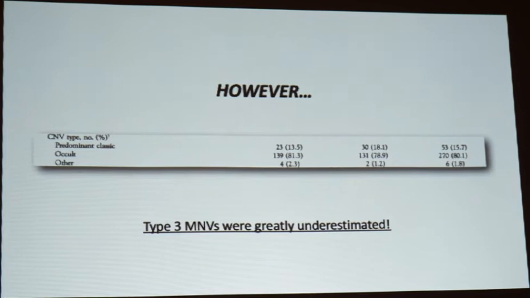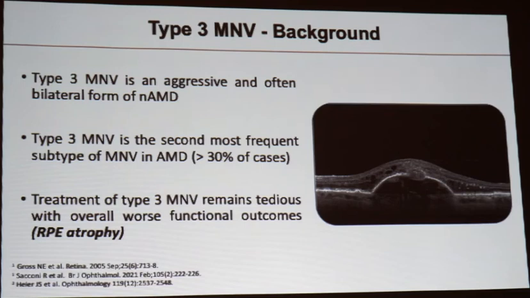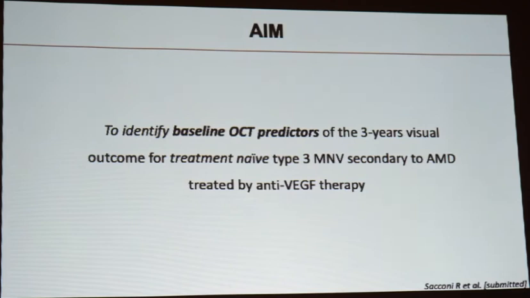The great problem of this study is that type 3 macular neovascularization was greatly underestimated. Usually in clinical trials there is no distinction between type 1, 2 and 3 macular neovascularization, and when there is a distinction of type 3, the rate of incidence is not real, only 2% of cases. We have seen before that type 3 macular neovascularization characterizes about 30% of cases. So for this reason, we performed another study in order to understand the different predictors of final visual outcome in patients affected by type 3 macular neovascularization treated by anti-vascular endothelial growth factor injection.